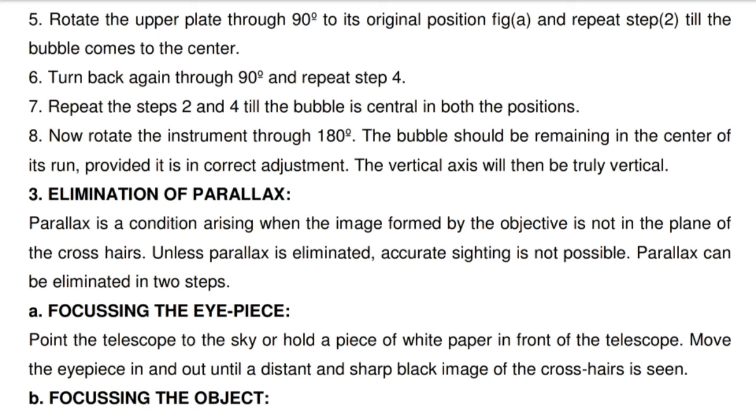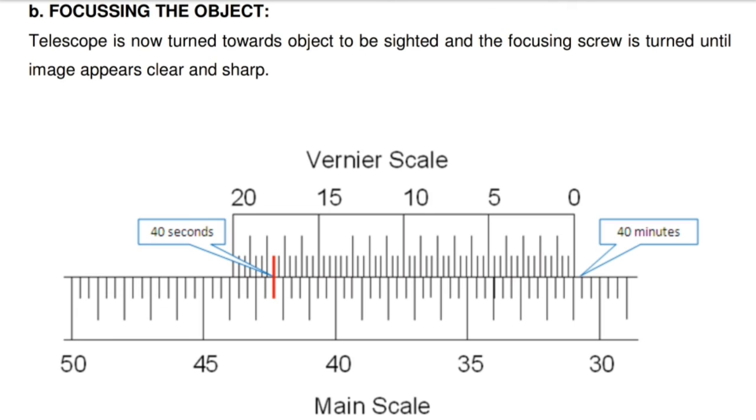Parallax can be eliminated in two steps. A. Focusing the eyepiece. Point the telescope to the sky or hold a piece of white paper in front of the telescope. Move the eyepiece in and out until the distant and sharp black image of the crosshairs is seen. B. Focusing the object. Telescope is now turned towards object to be sighted and the focusing screw is turned until image appears clear and sharp. Figure shows you main scale and vernier scale.